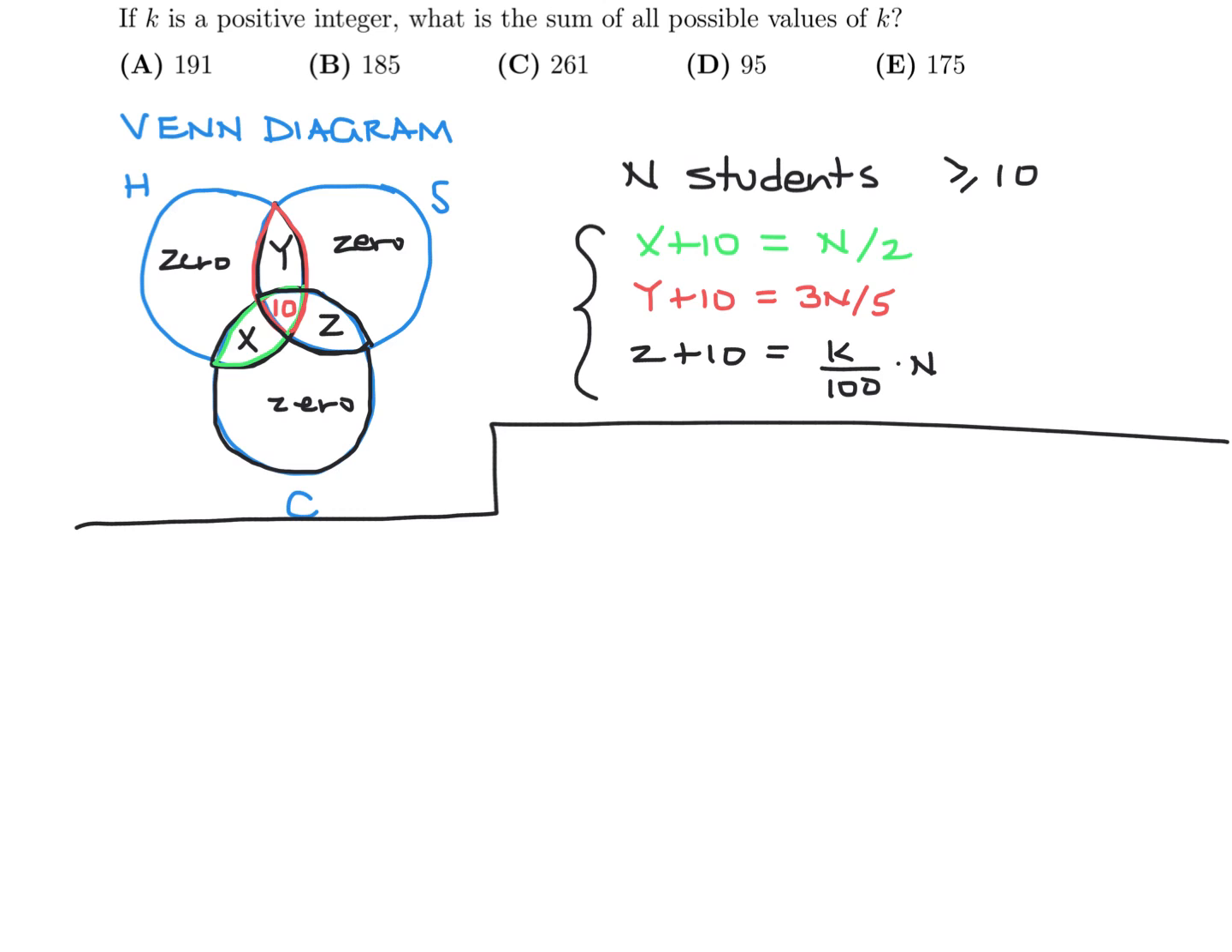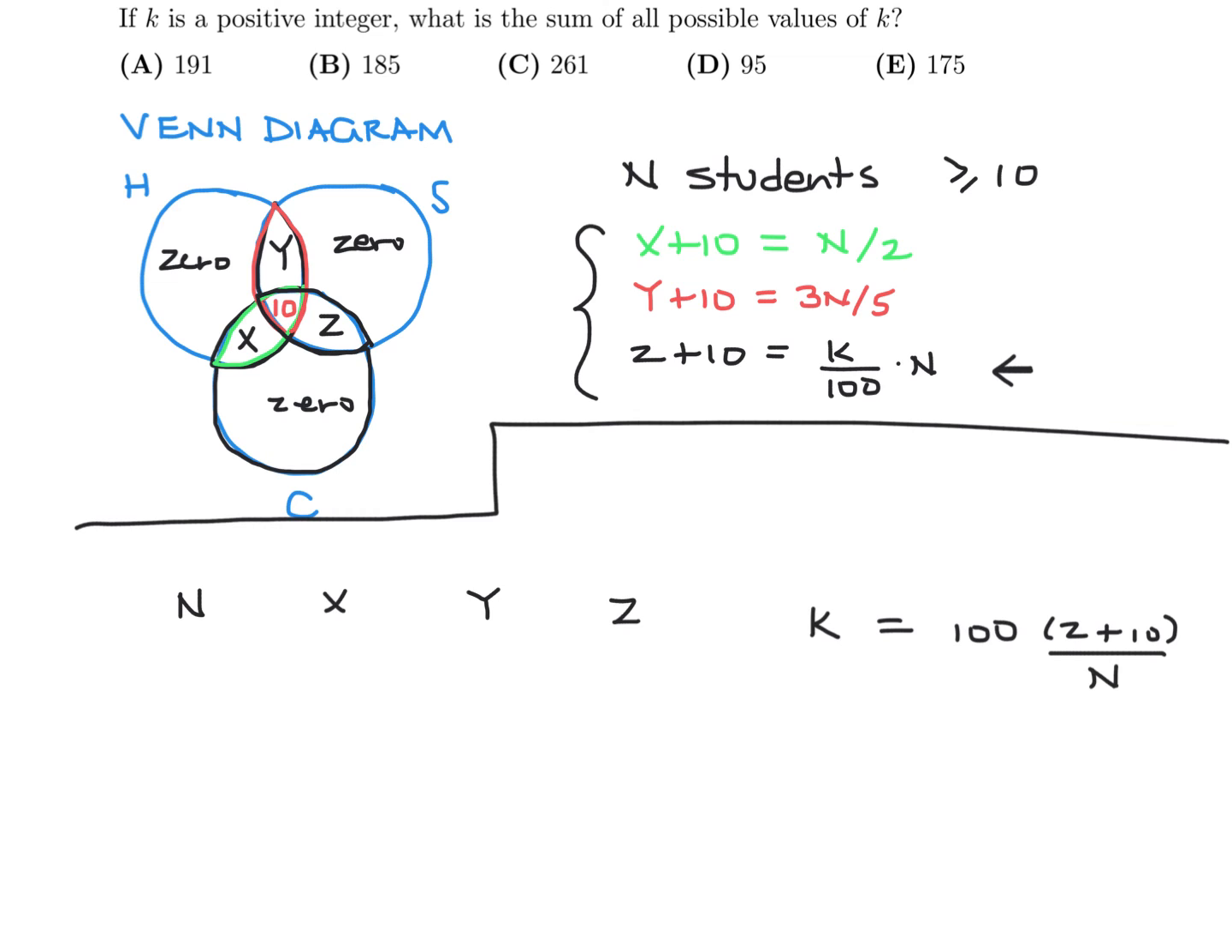All right, so where do I proceed? I think what we have to do is make a table. So we got n and then plug in values x, y, z, and then eventually we'll be able to figure out k, which from this equation I can deduce is going to be 100 times z plus 10, all divided by n, I believe. Yeah, I just rearranged this equation over here.